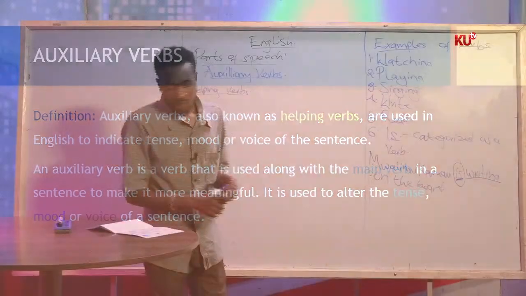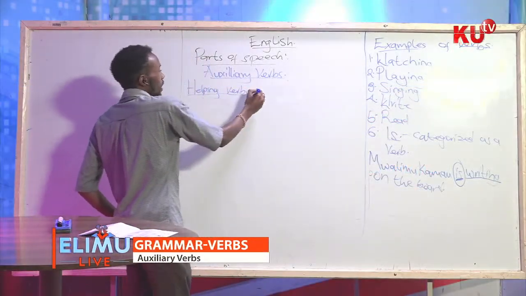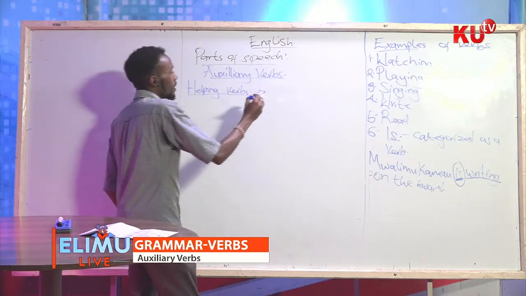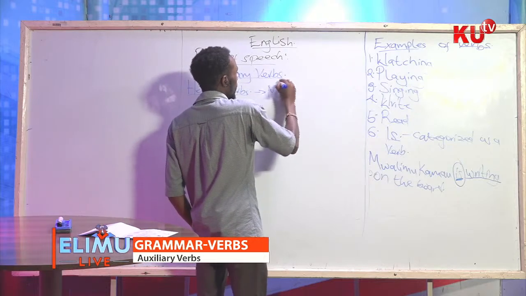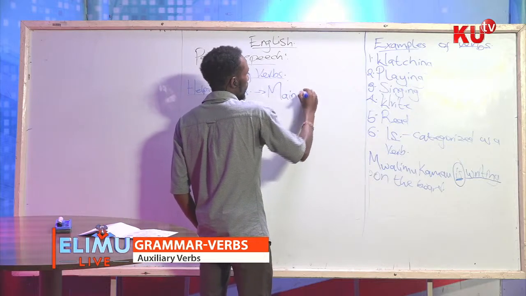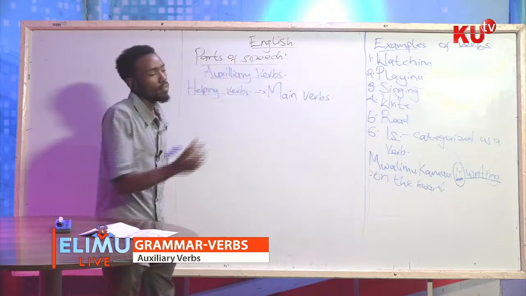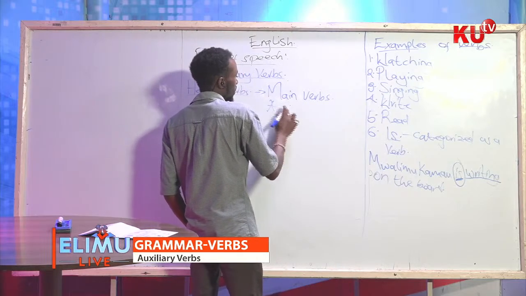Now, we have talked about what the helping verb does and what it is. It helps the main verbs. So we have two verbs in a sentence. We have main verbs, and we have the auxiliary verbs.